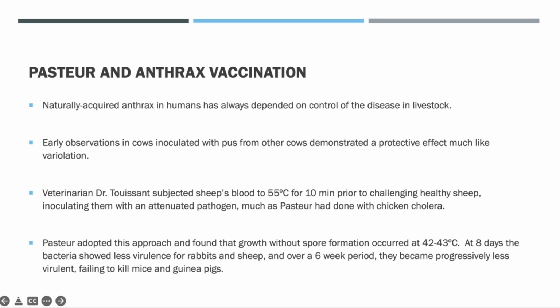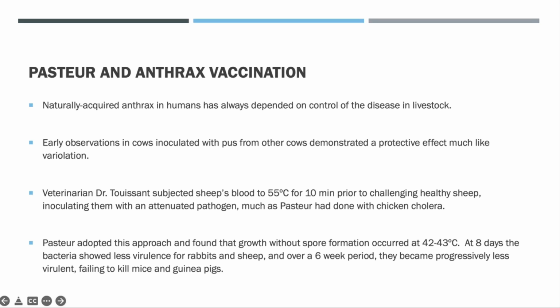And this is kind of what's prompted interest in doing similar practice for vaccination in animals and humans. There's a veterinarian who subjected sheep's blood to elevated temperatures, 55 degrees C for 10 minutes prior to challenging healthy sheep with an attenuated version of the pathogen, much as Pasteur had done with chicken cholera.